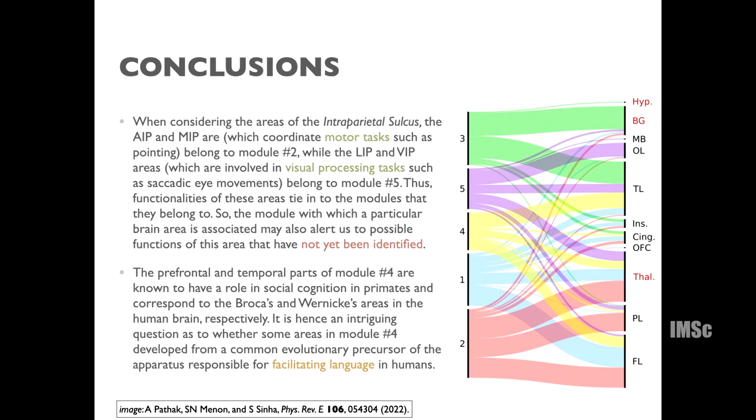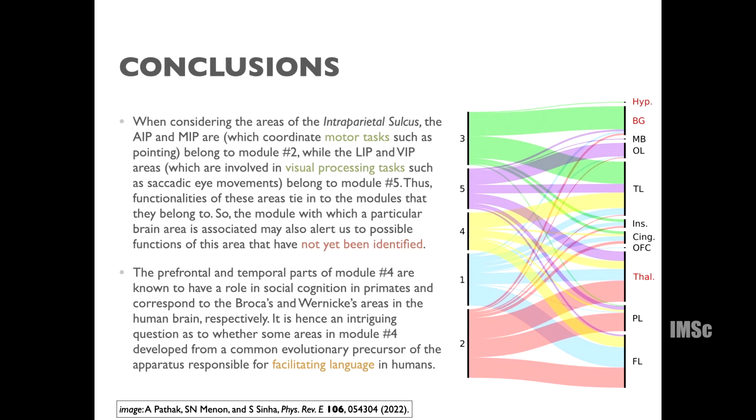And so you may be asking, we found a broad link between the different modules and different sensory modalities, but how does that help us? Because we don't yet fully know all the functions of a given region. Well, let's consider some examples. For example, the intraparietal sulcus.